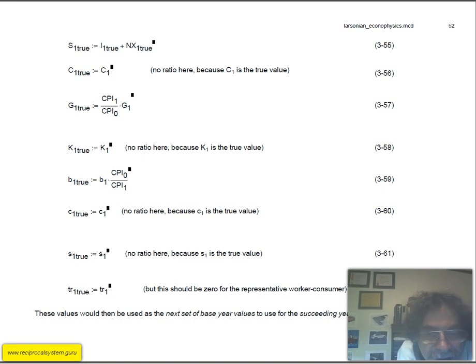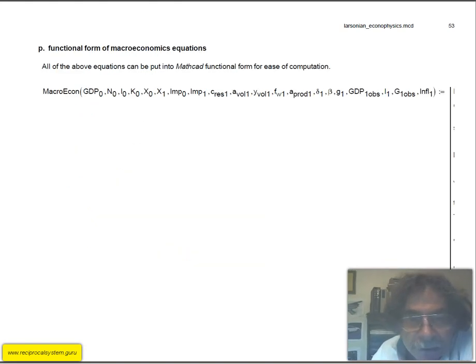S sub 1 true is S1. And S1 is the true values of the savings, and then any transfers. Like I said, should be 0 for the representative worker consumer. These values would then be used as the next set of base year values to use for the succeeding year. So you can keep going with this and do a projection.